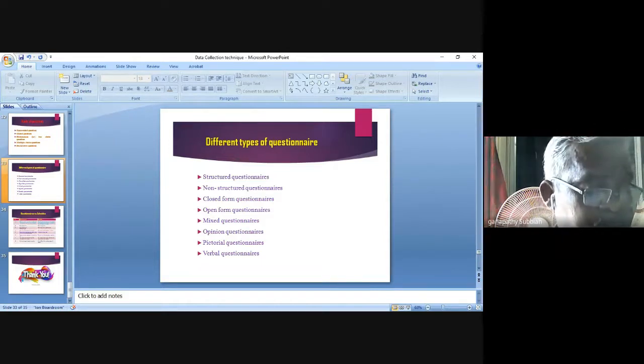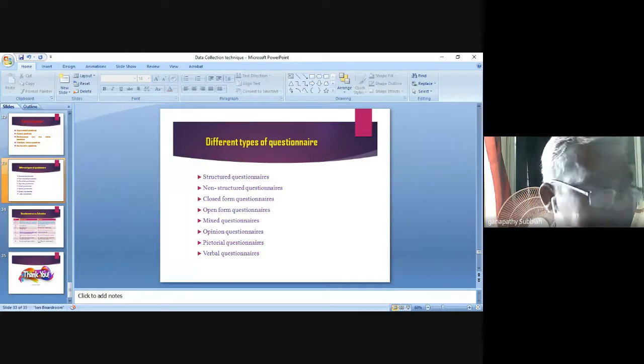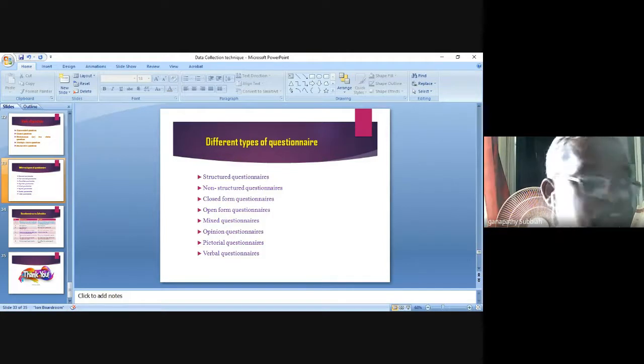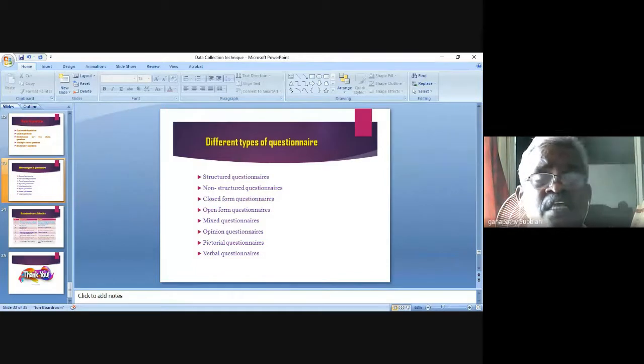Then pictorial questionnaires. In pictorial questionnaires, the alternative answers are given in the form of pictures or figures. These types of questions should be there in the structured form of questionnaires. Then verbal questionnaires. A verbal questionnaire contains words or numbers. That is the verbal form of questionnaires. So these are the other types.